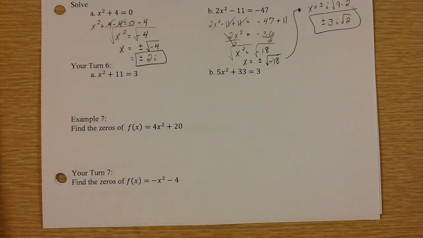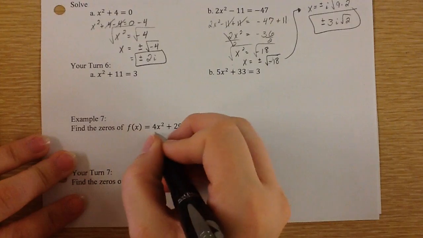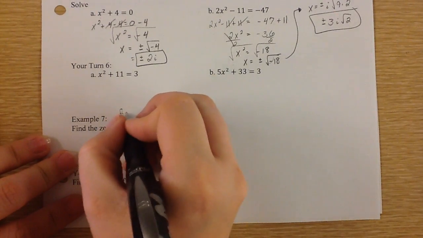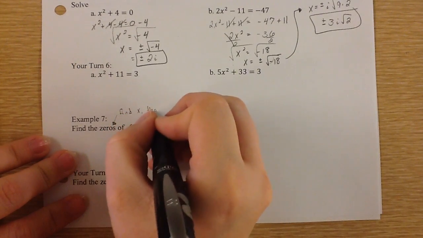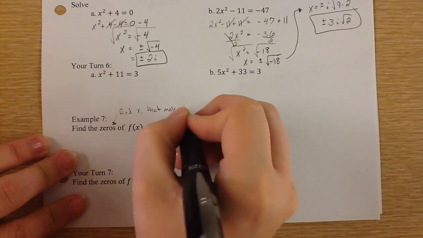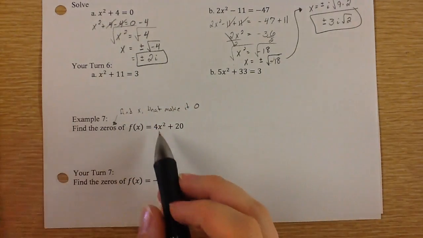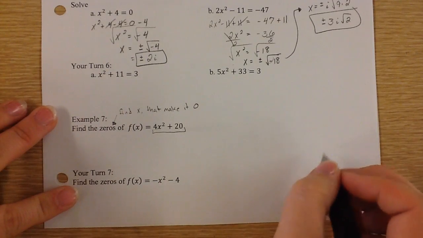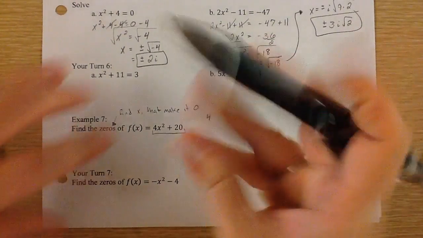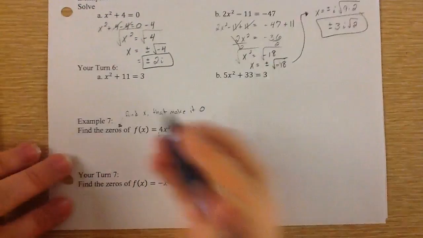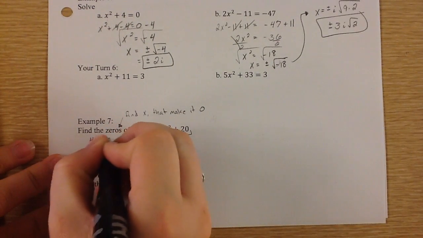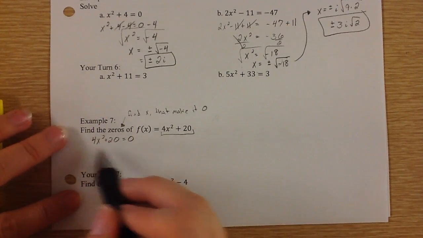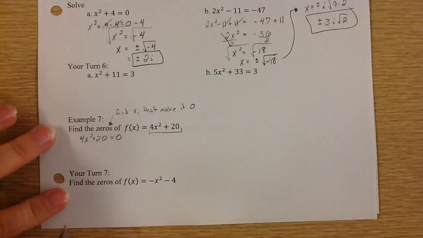Now example 7, we want to find the zeros of this function. Again, if you remember what finding a zero means, we want to find the x that makes it 0. So we're going to find what x's do I put in that make this thing 0. So to do that, I set that thing, let's write it over here, 4x squared plus 20, equal to 0. Once we have it written like that, we solve it just like we solved example 6.